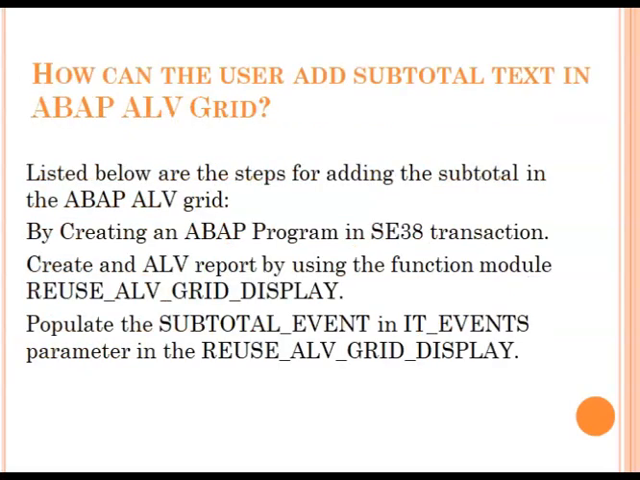How can the user add subtotal text in an ABAP ALV grid? Answer: listed below are the steps for adding the subtotal in the ABAP ALV grid. Create an ABAP program in transaction SE38. Create an ALV report by using the function module REUSE_ALV_GRID_DISPLAY. Populate the SUBTOTAL_EVENT in the IT_EVENTS parameter in REUSE_ALV_GRID_DISPLAY.